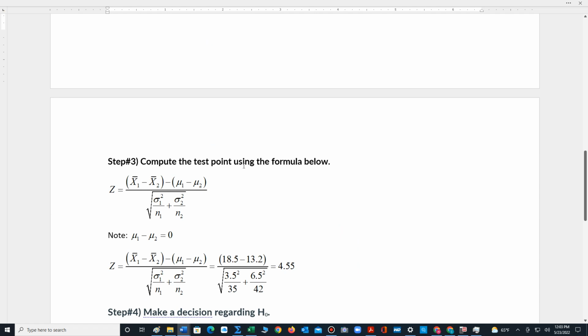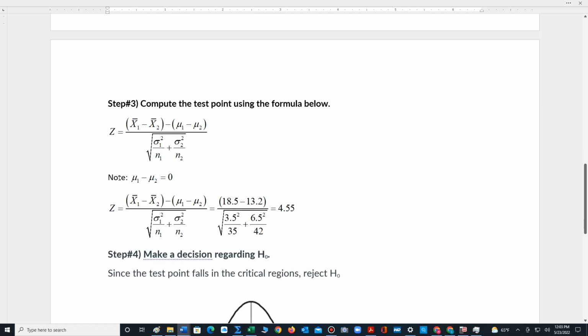Next, we have to compute the test point using this formula. Z is equal to the difference in the sample means minus the difference in the population means, divided by the standard error, which is the square root of sigma 1 squared over n1 plus sigma 2 squared over n2. Keep in mind that mu sub 1 minus mu sub 2 is 0. So when I perform calculations, I basically leave out mu sub 1 minus mu sub 2 since it's 0.